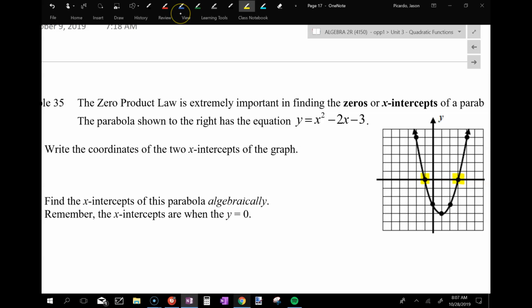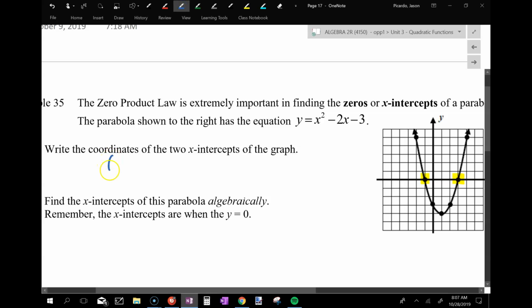How do I write coordinates of roots? Well, guys, those are x-intercepts, right? And don't we write things as x comma y? So this is the point (-1, 0). And this is the point (3, 0).